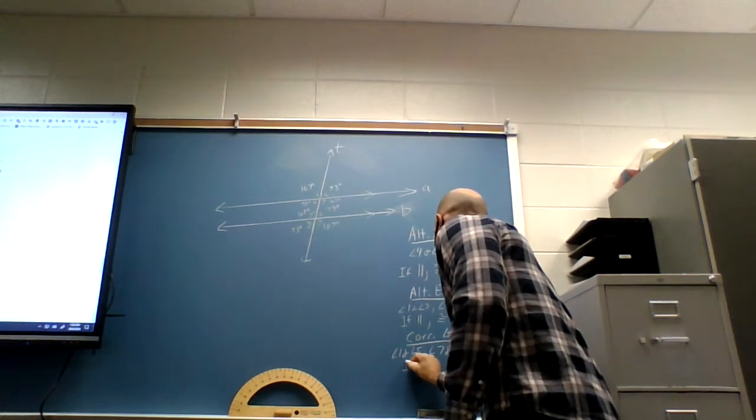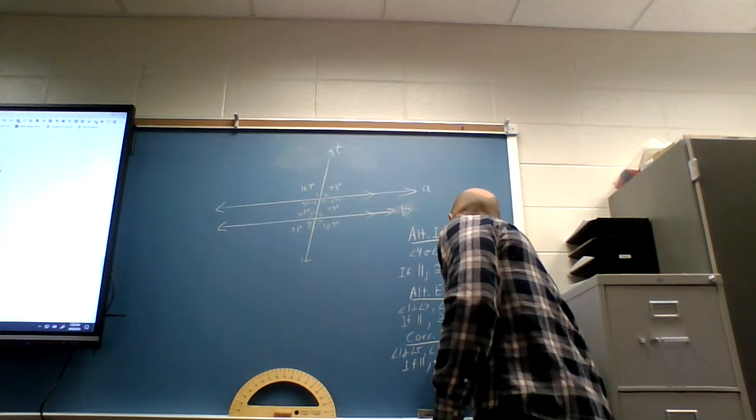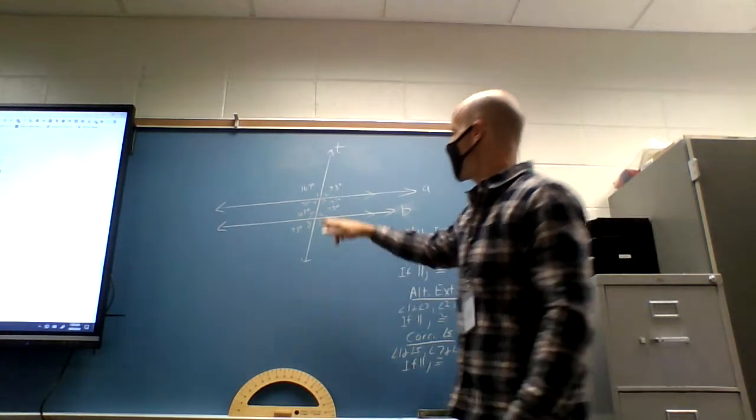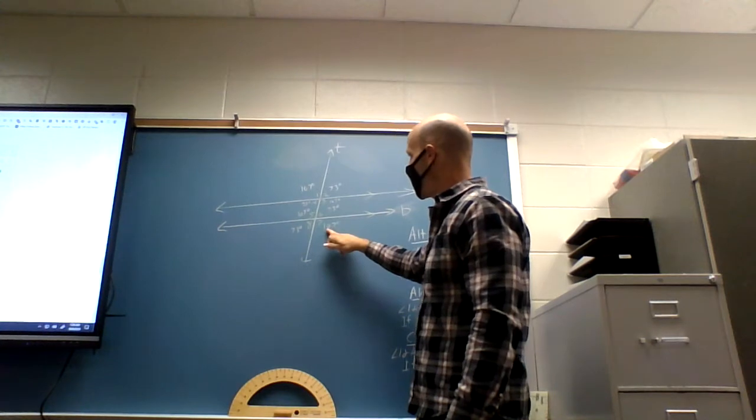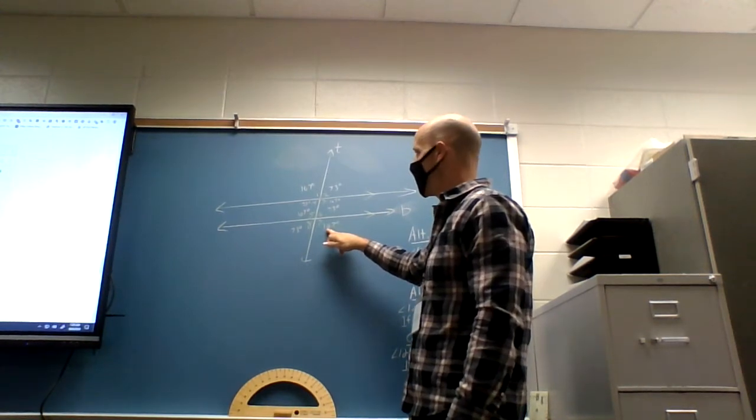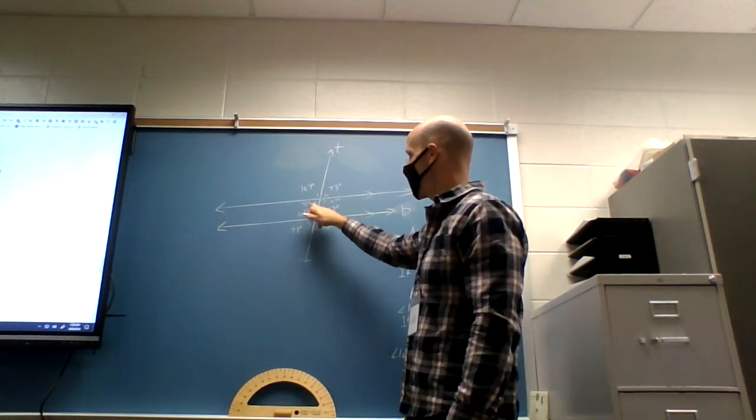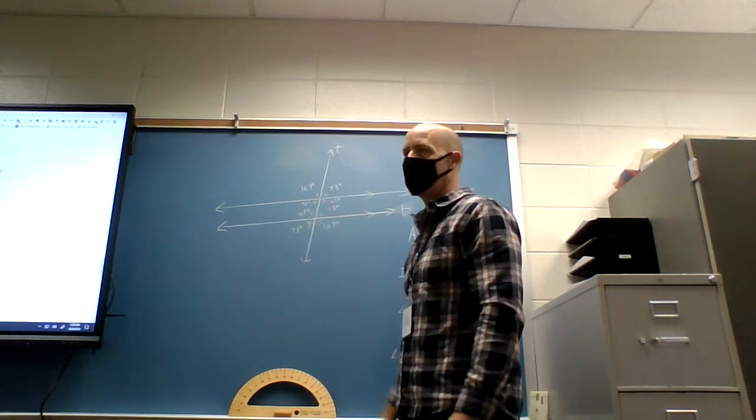And if the lines are parallel, what do we see? They're the same, right? Angle 3 is 107 and angle 7 is 107. Another pair of corresponding angles are 4 and 8, and they're both 73.